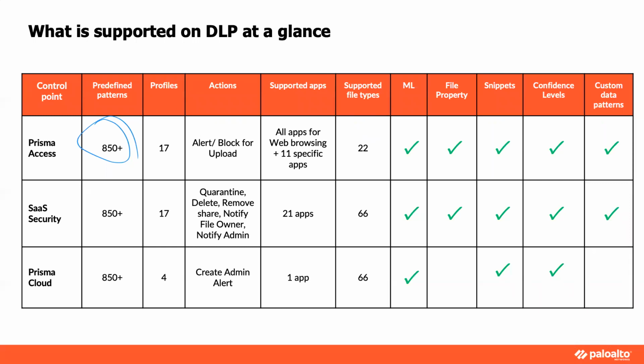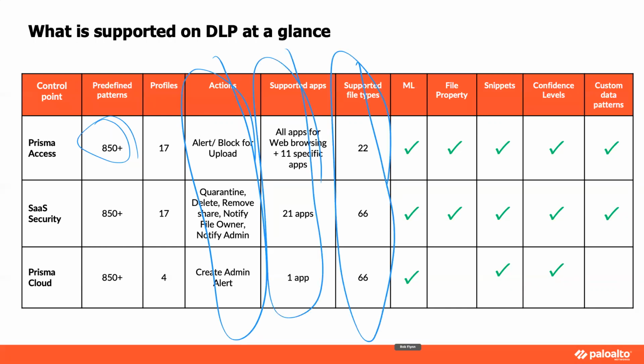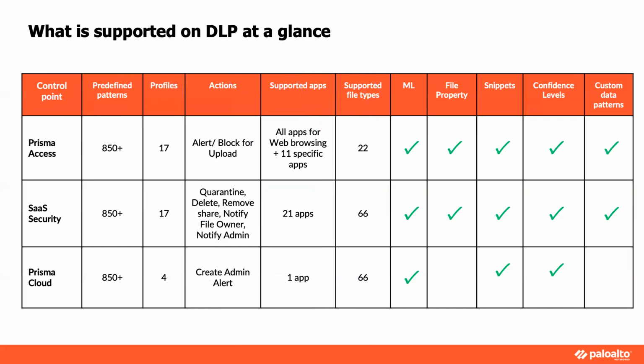As you can see with some of our other pieces and parts of our security platform, we offer differing levels of actions and control points and things like that. With our SaaS security to be able to quarantine files, delete shares, do things like that. So different actions, different numbers of supported apps, different numbers of supported files, things like that for different pieces and parts of our platform. But of course, today we're talking about Prisma Access.